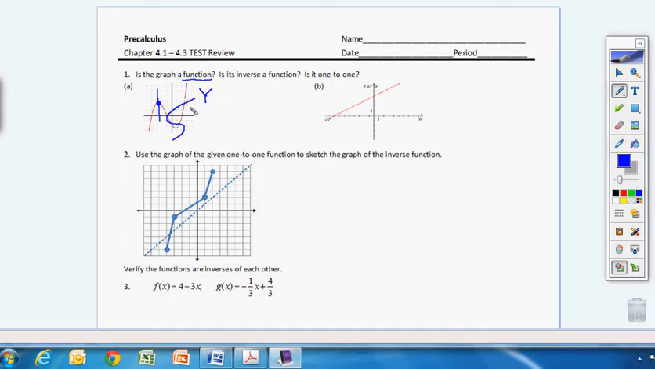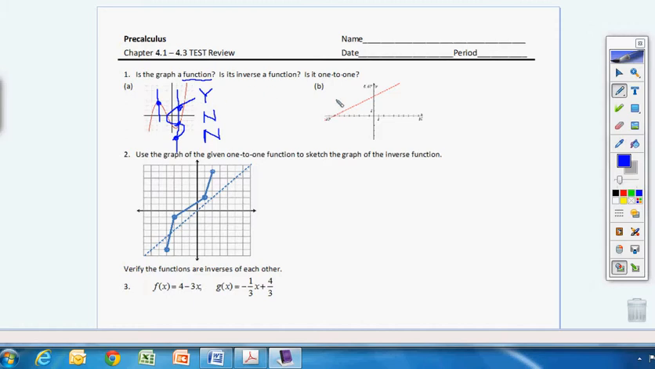Now, if I need to find out if that's a function, again, I'm using the vertical line test. If I draw a vertical line through this, it's hitting 1, 2, 3 times. So no, the inverse is not a function. So is this function one-to-one? No, it has got to be a function, and the inverse has to also be a function in order to be one-to-one.